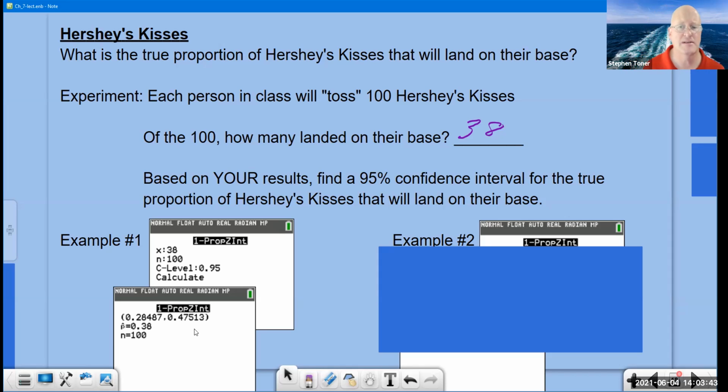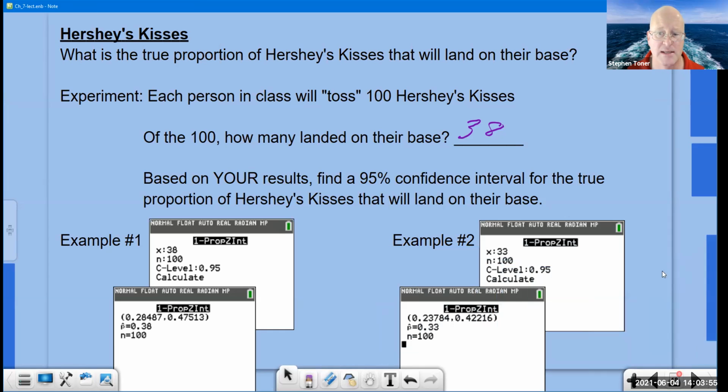Okay, but someone else in the class goes, but wait, no. I didn't get 38 landing on their base. Let me see what number I used. That person says it landed on the base 33 times out of 100. And my interval doesn't go from 28% to 47, it goes from 23 to 42-ish. I've got a different interval than you do.